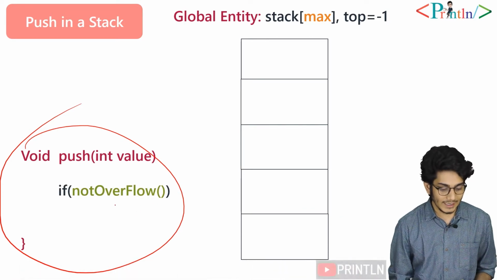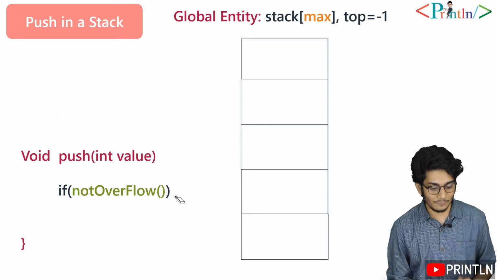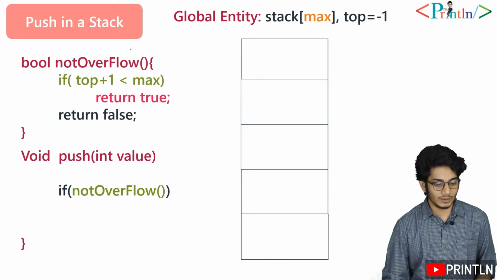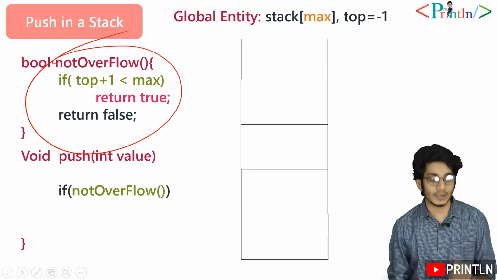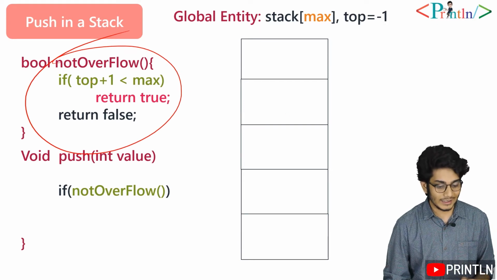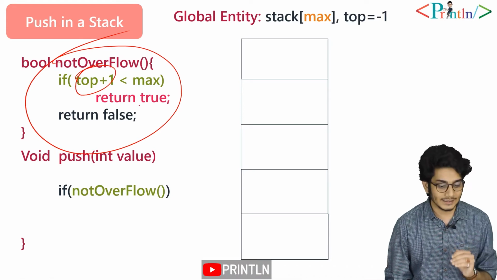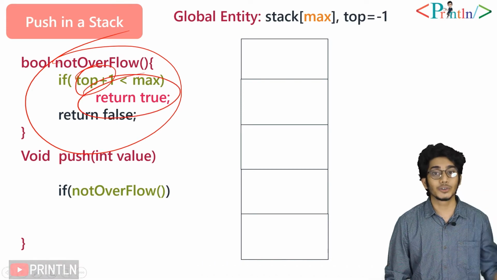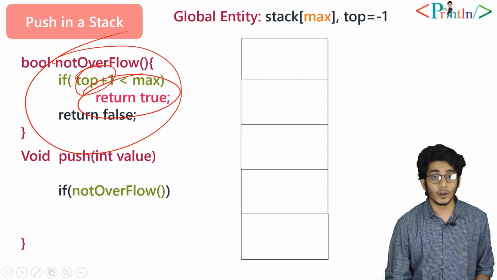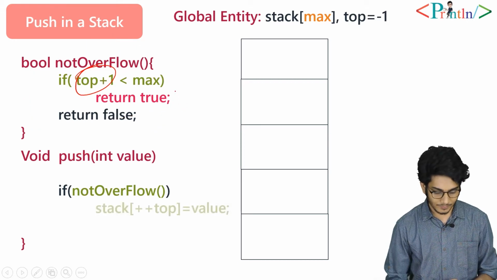At first it will check the overflow condition. Now this is the overflow condition. If our top plus 1 is less than the max, then it will return true. Otherwise it will return false. So we'll go for the dry run.